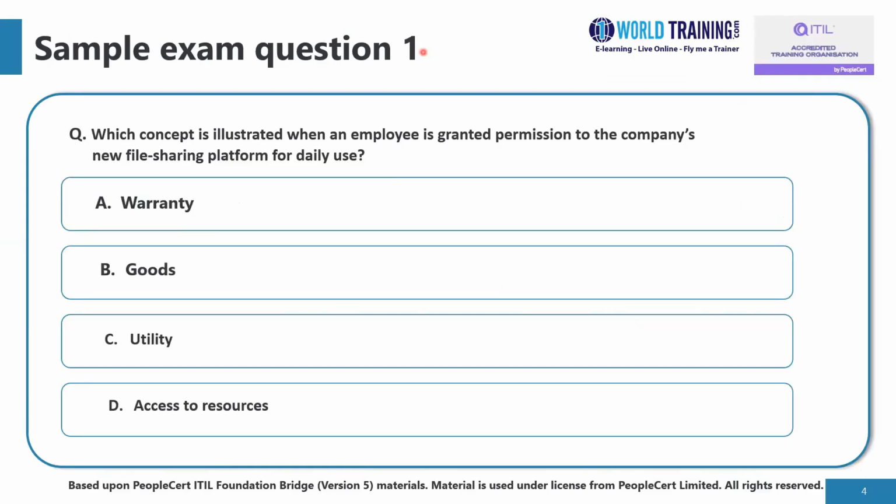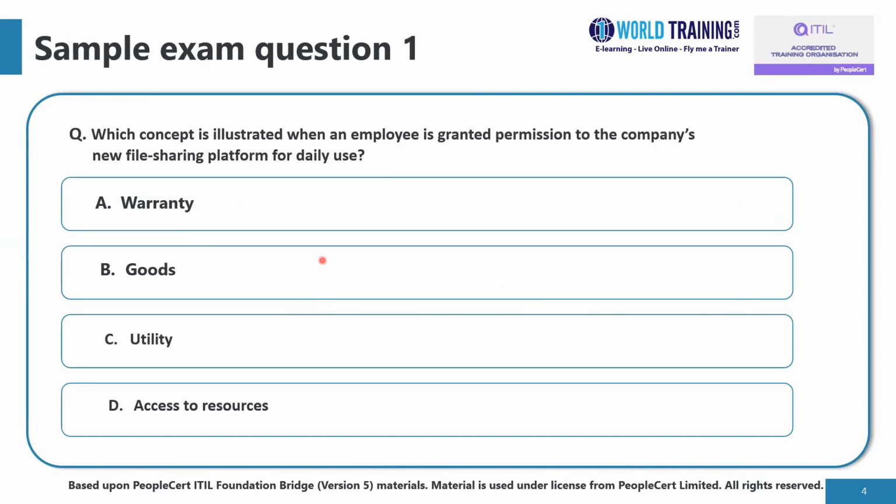We begin with the first question. Which concept is illustrated when an employee is granted permission to the company's new file sharing platform for daily use? A, warranty, B, goods, C, utility, D, access to resources.